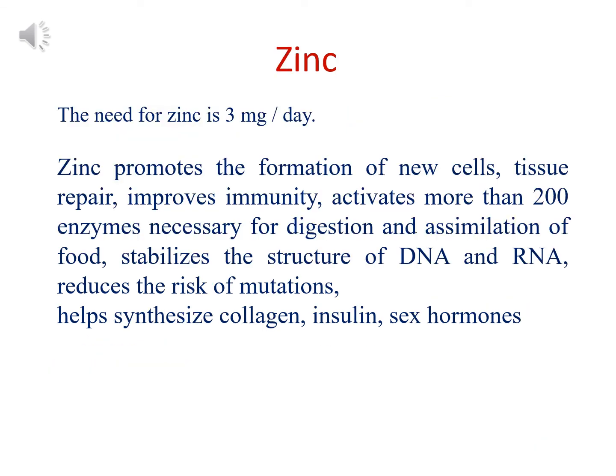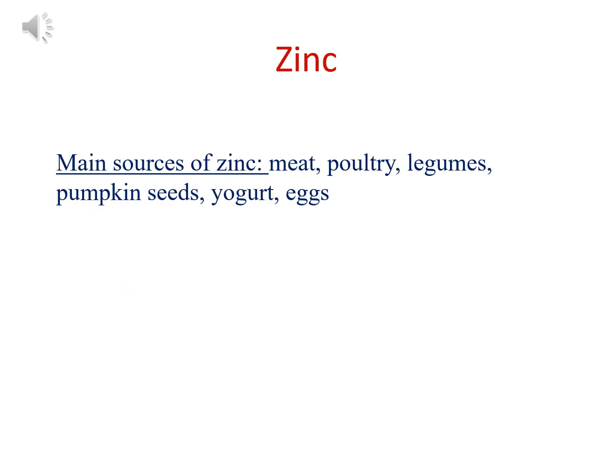Zinc is next in our list. The daily need for zinc is 3 mg. Zinc promotes the formation of new cells, tissue repair, improves immunity, activates more than 200 enzymes necessary for digestion and assimilation of food, stabilizes the structure of DNA and RNA, reduces the risk of mutations, helps synthesize collagen, insulin, and sex hormones. The main sources of zinc are meat, poultry, legumes, pumpkin seeds, yogurt, eggs.